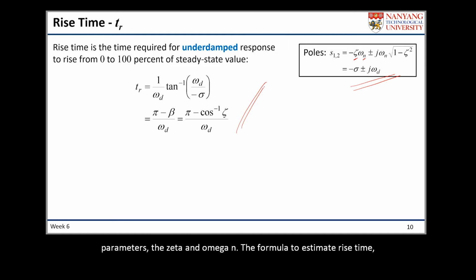The formula to estimate the rise time you can see in this slide. If you look at the formula, the rise time depends on zeta and on the damped natural frequency omega d, but omega d is basically also determined by omega n and zeta. So in general, your rise time depends only on zeta and omega n.